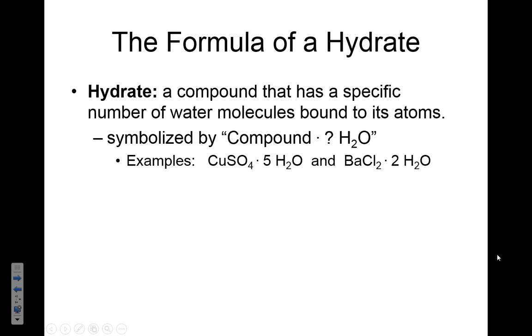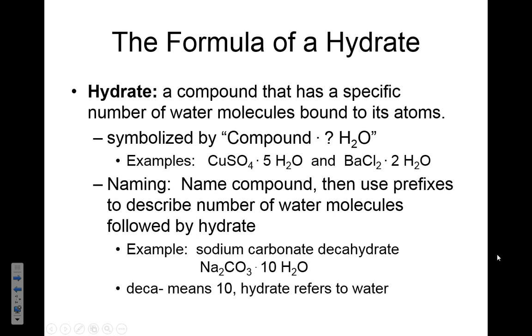Now, when we look at the formula of a hydrated crystal, the formula of the ionic compound is going to be listed, and then a dot, and then a certain number of water molecules. A couple of examples: this is copper 2 sulfate as a hydrated crystal, CuSO4.5H2O, and barium chloride as a hydrated crystal, BaCl2.2H2O. When we name these, we use prefixes to describe the number of water molecules. So copper 2 sulfate pentahydrate means 5 waters. Barium chloride dihydrate means 2 waters. Sodium carbonate decahydrate means 10 water molecules bound to it.